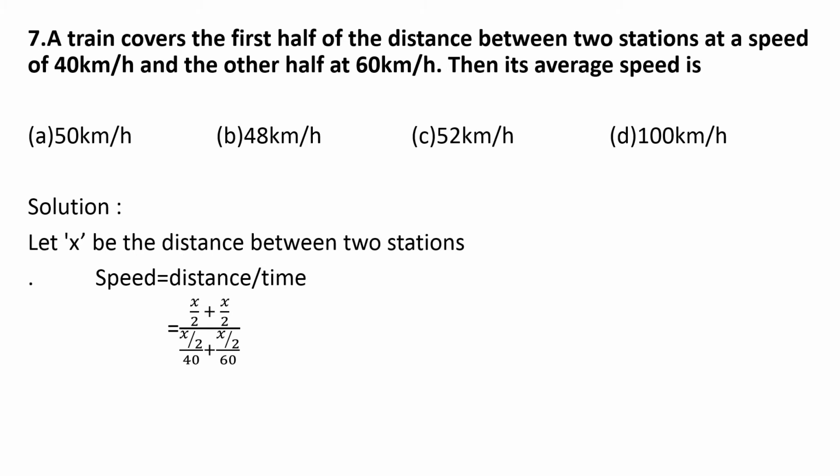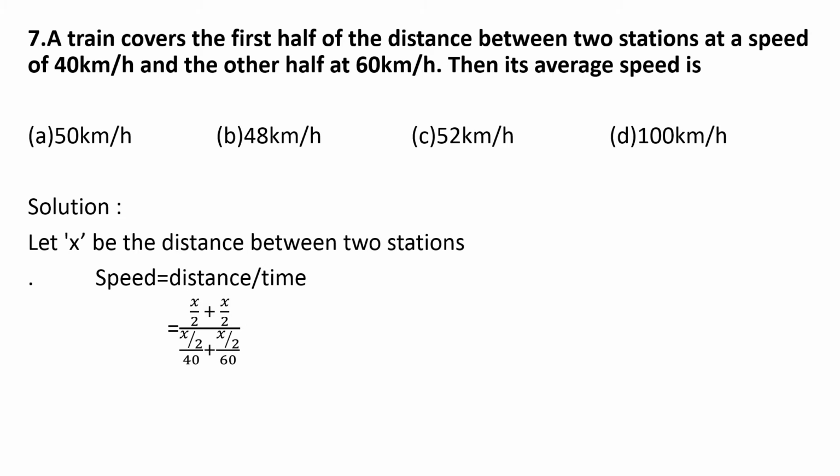First, the time taken for the first half of the distance. You can find the time using this formula. Speed is equal to distance by time. Rearranging this, you get time is equal to distance by speed. So from that you get the time for the first half, that is distance by speed, which is x by 2 divided by 40 km per hour speed. That is the time for the first half of the distance.